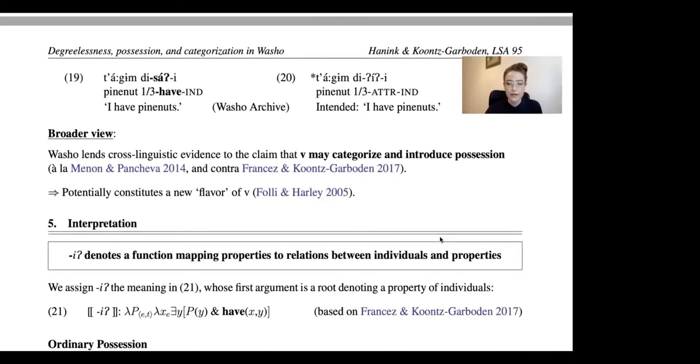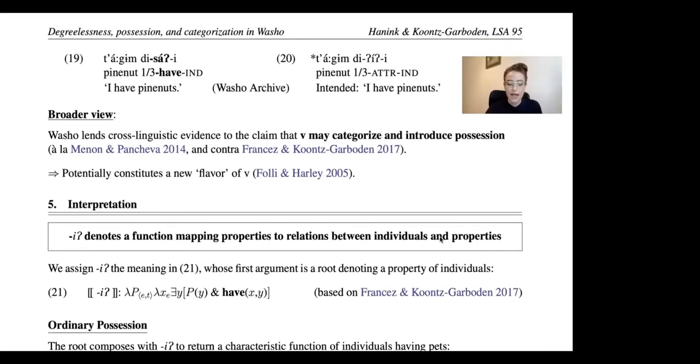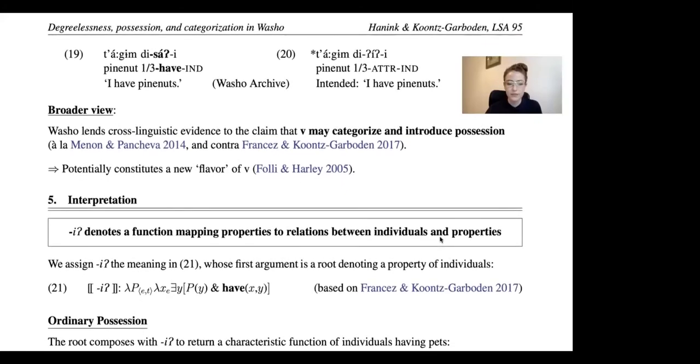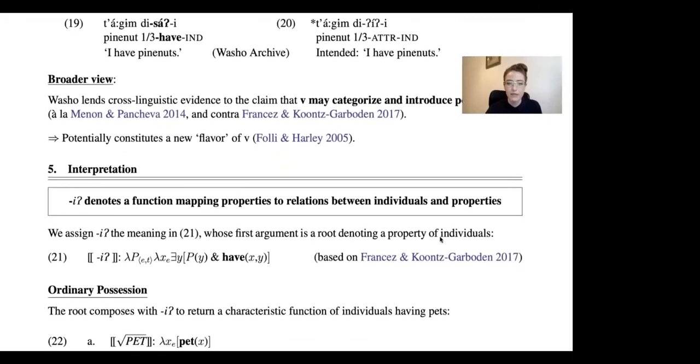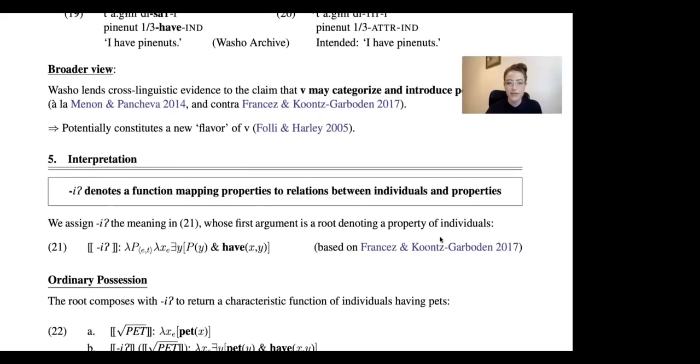Okay, so that's our morphosyntactic analysis, and now we'll move on to interpretation. The core of our proposal here is that E denotes a function mapping properties to relations between individuals and properties.